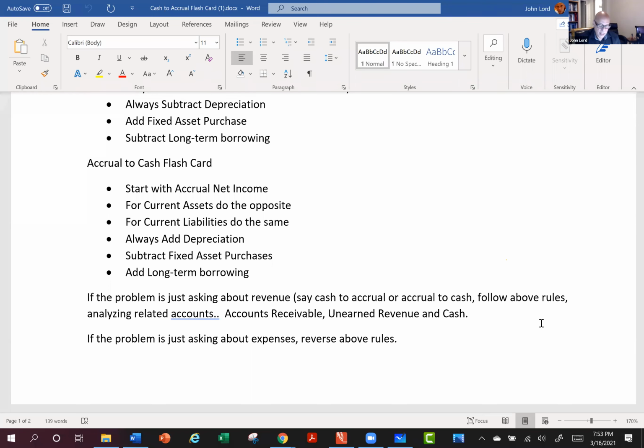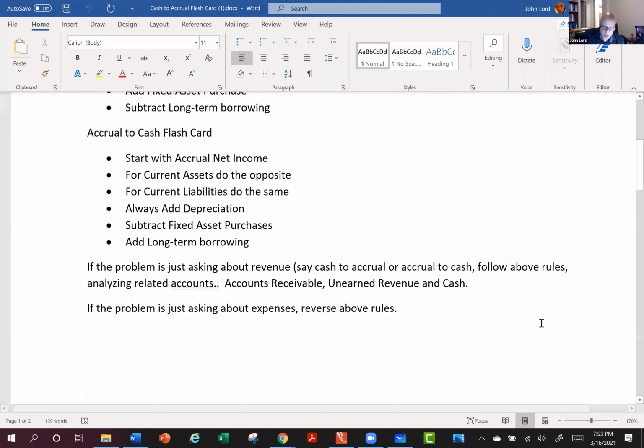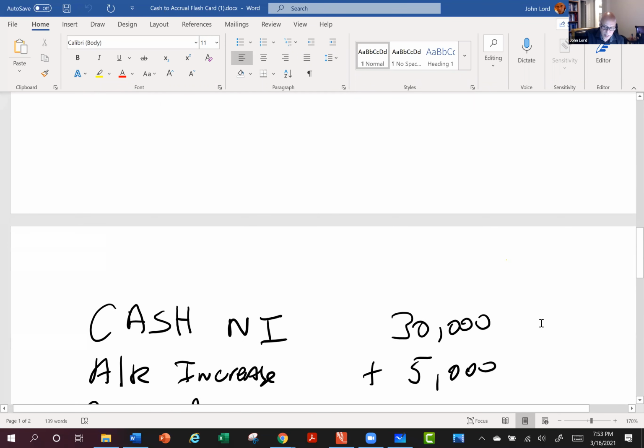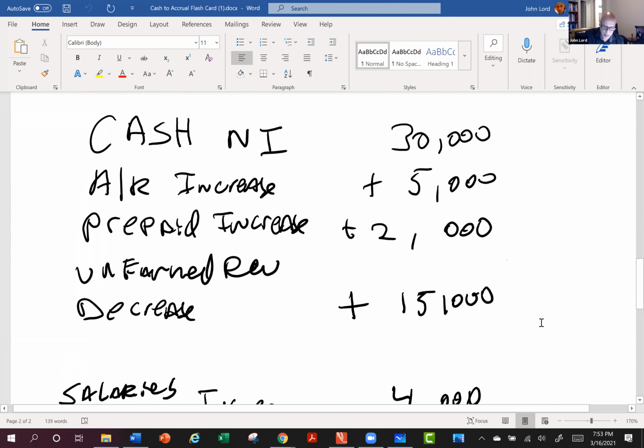adjust it to cash. And if the problem is talking about expenses, basically reverse the above rules that I've talked about here if they just ask you about expenses, okay? Most of the questions you're going to see are just going to ask you about net income, okay?